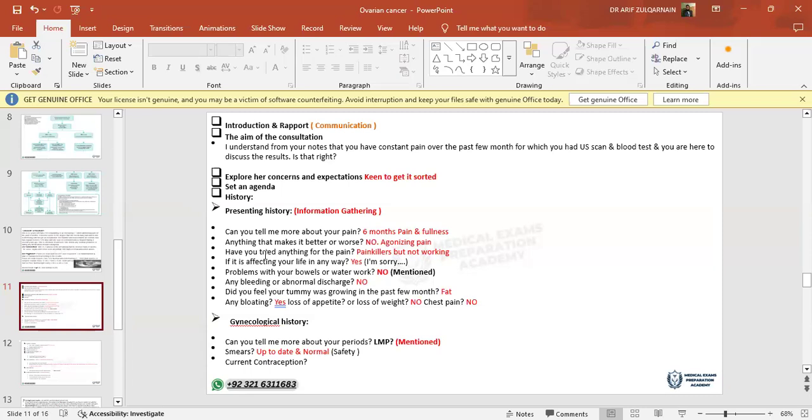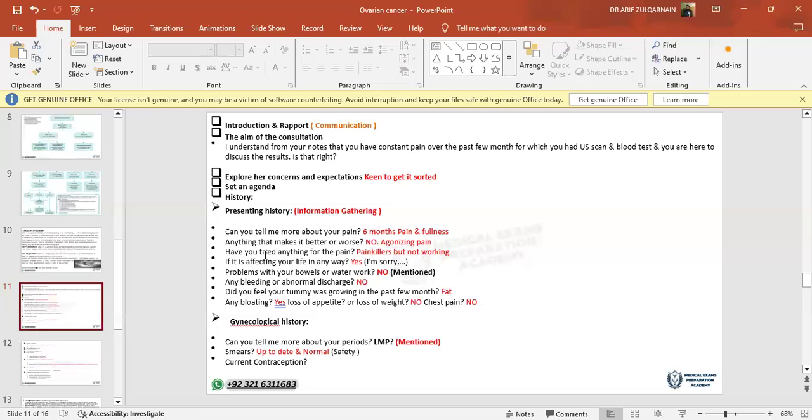These questions you must know that whenever you face a case of an adnexal mass in the long case, these questions you will ask from the patient. Then you can tell in a structured discussion task that you will ask these questions in case of an adnexal mass. Always start your history with an open-ended question: can you tell me more about your pain? Is there anything that makes it better or worse? Have you tried anything for the pain? Is it affecting your quality of life?